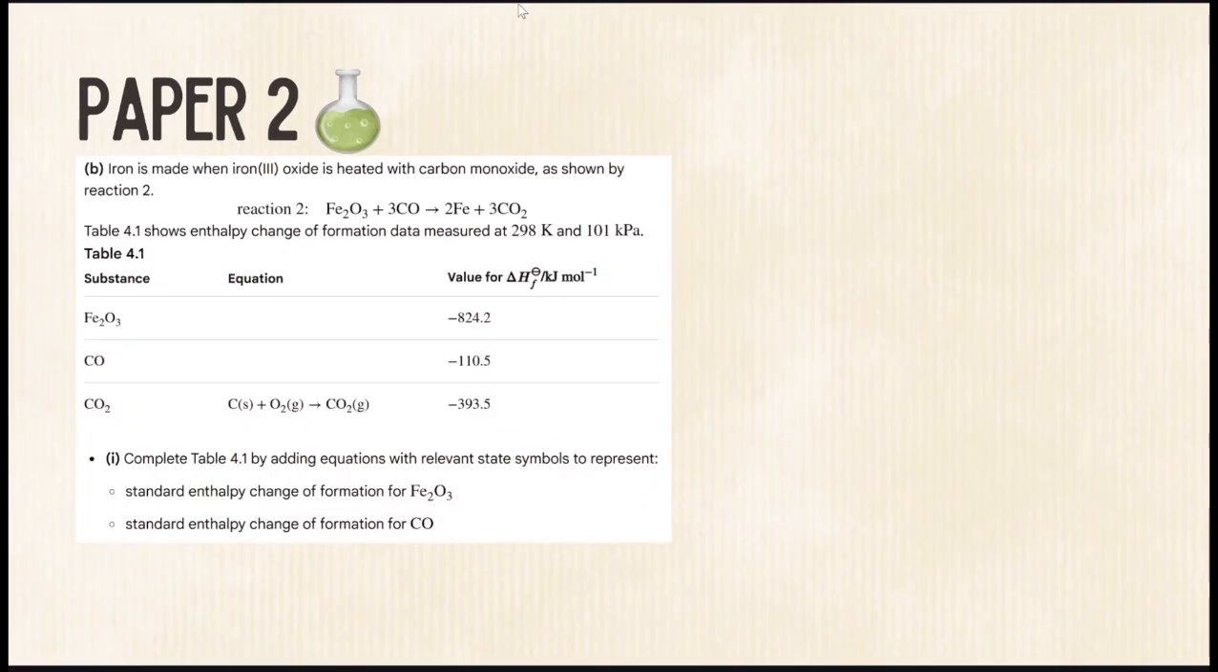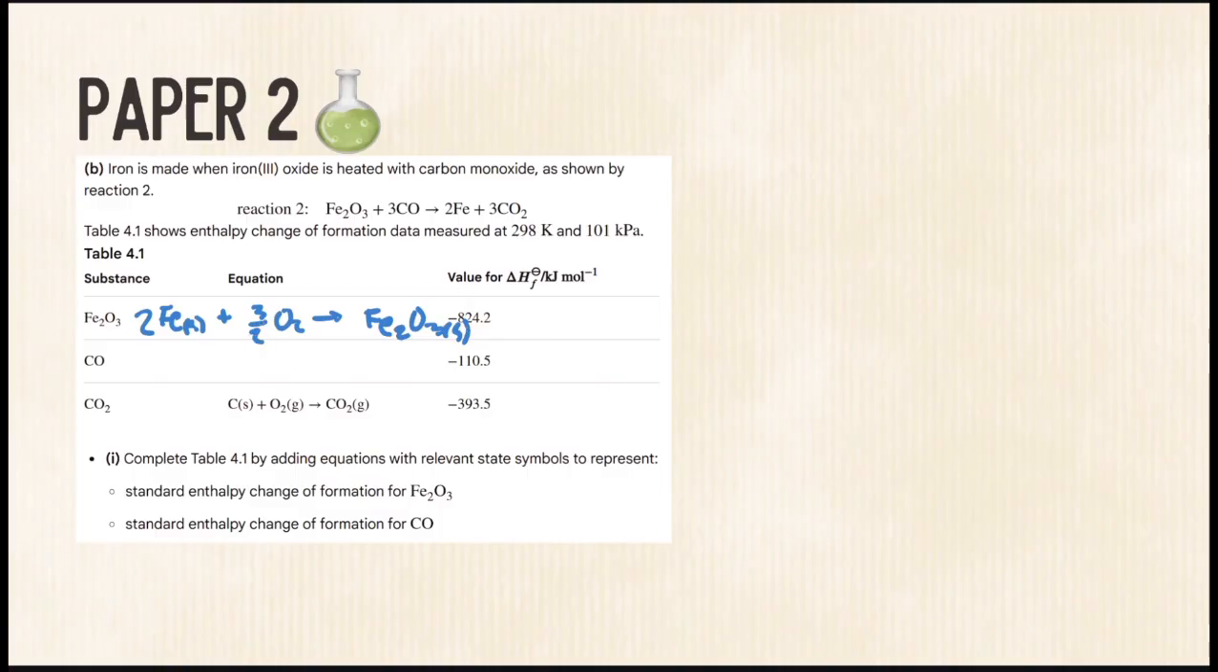Moving on, we need to complete table 4.1 by writing the standard enthalpy change of formation equation for iron 3 oxide and carbon monoxide. Remember the golden rule for formation: we must make exactly 1 mole of the product, so its coefficient on the right side must always be 1. Let's start with the first row. On the right side, I will write our product produces Fe2O3 solid. Now, moving to the left, what elements make this up? Solid iron and oxygen gas. To balance them out, I will add 2 Fe solid plus 3/2 O2 gas.